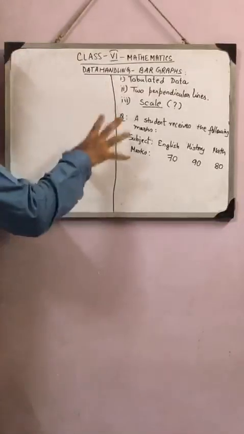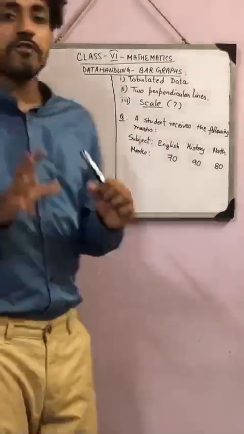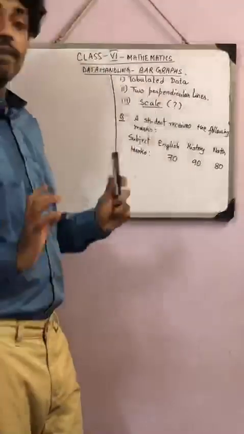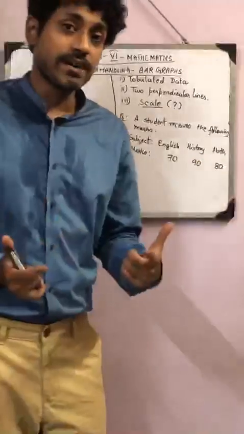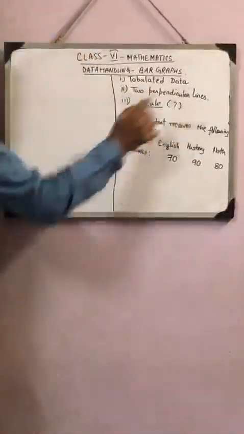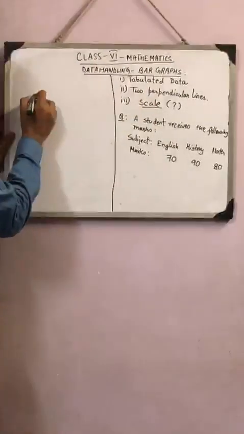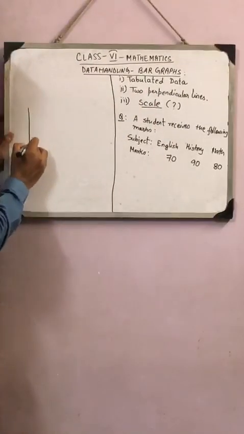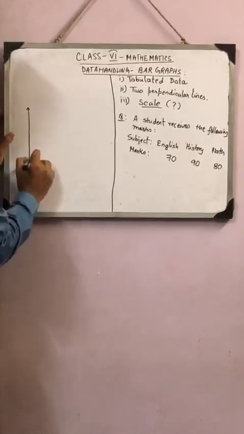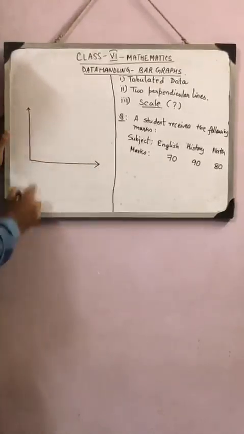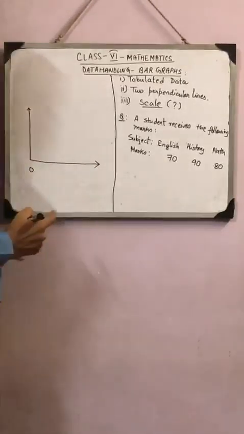So we have to represent this data in the form of a bar graph. So the first criterion is met. We already have tabulated data. So the second criterion is drawing two perpendicular lines. We shall construct two perpendicular lines intersecting at the point O.